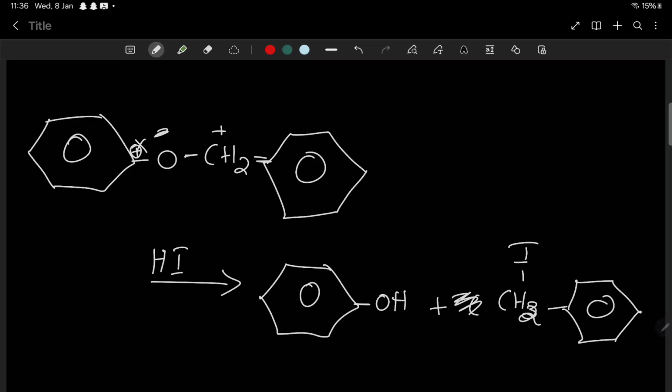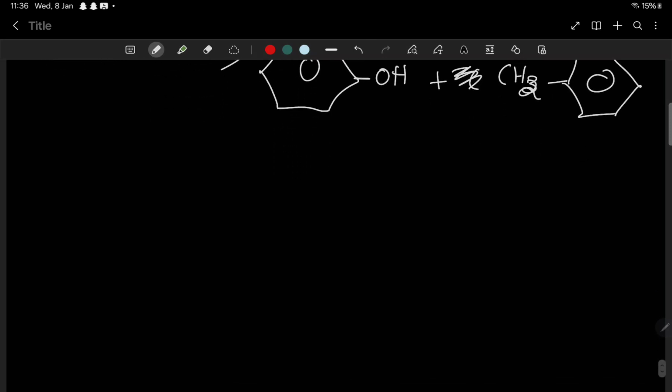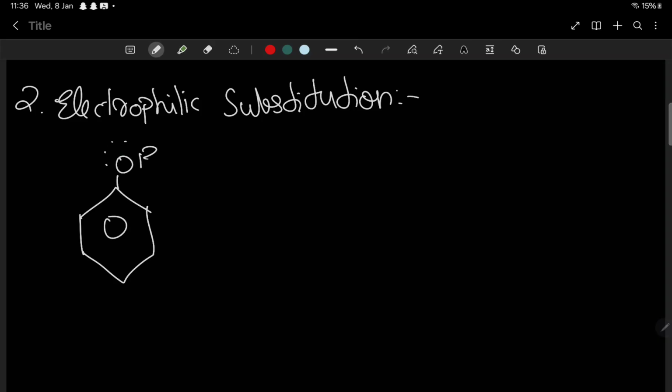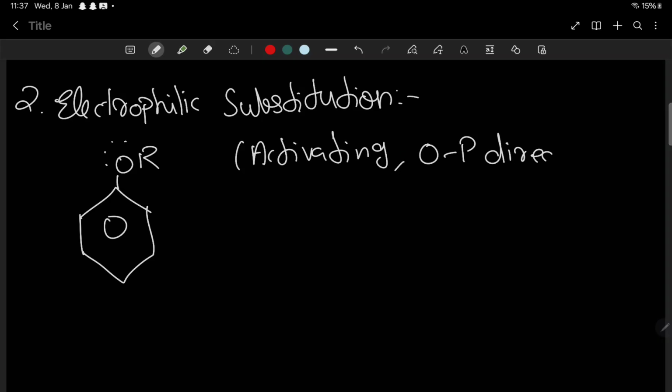Now the next set of reactions, that is electrophilic substitution. You know that anisole and any aromatic ethers are activating and ortho-para directing. Therefore the ortho and para positions will carry negative charge, and therefore the electrophilic substitution reaction will happen.